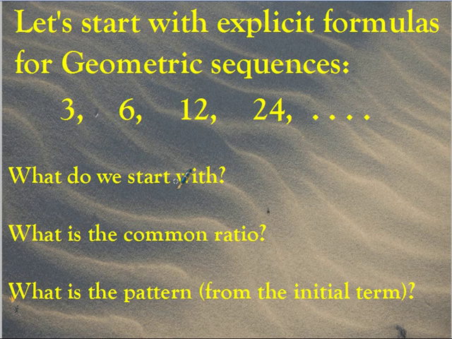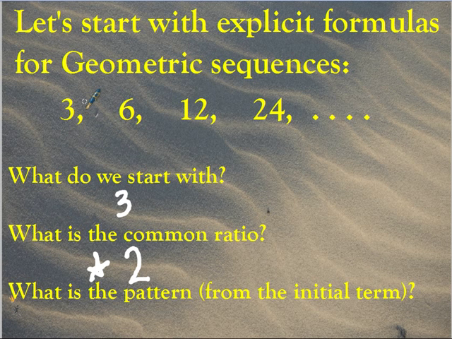First of all, what number do we start with in this geometric sequence? We start with a 3, of course. What's the common ratio? What are we multiplying by? We're multiplying by 2. Now these two numbers, especially the 2, are going to help us come up with a pattern from the initial term. So this is what I mean.